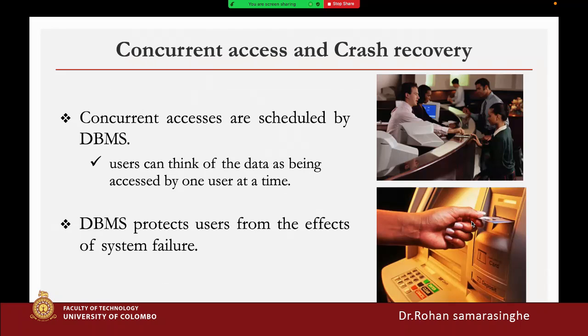And concurrent access and crash recovery. Concurrent access is scheduled by the database management system. Users can think of the data as being accessed by one user at a time. And also the DBMS protects users from the effects of system failure. Concurrent access is scheduled by the DBMS. Then you know about locking and unlocking systems. Databases also use a locking and unlocking system.